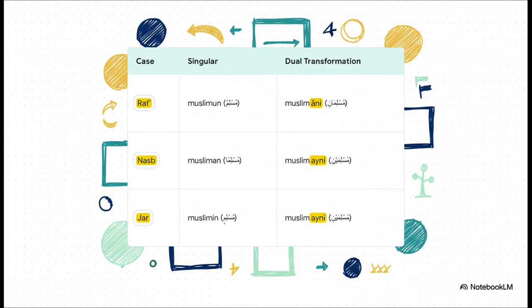Let's make this real. Take the word muslimun. Let's say you want to talk about two Muslims, and they are the subject of your sentence. That's the raf case, remember? You just tack on the suffix ani, and boom, you get muslimani. Now, for pretty much any other situation, the nasb or jar cases, you use the other ending, aini. So it becomes muslimaini. It's so systematic, it's actually beautiful.